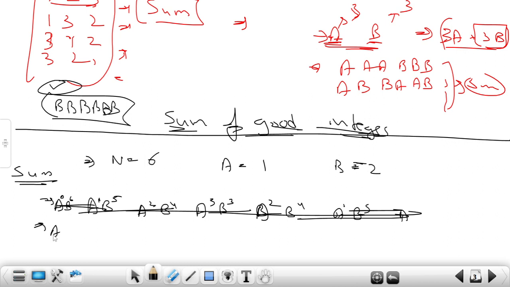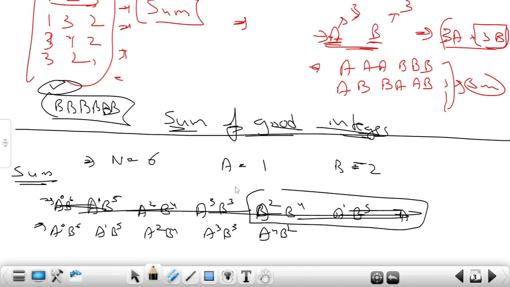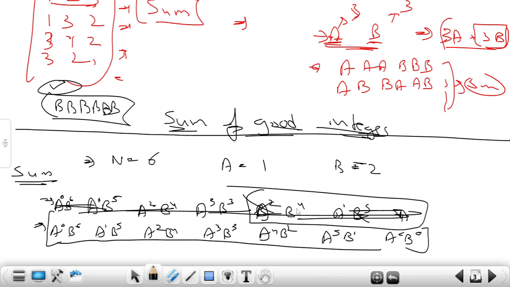It should be like a0 b6, or I can have a1 b5, or I can have a2 b4, or I can have a3 b3, or I can have a4 b2. This is the point from where I was wrong. After a4 b2, I can have a5 b1, and after that I can have a6 b0. So these are the possibilities that we have for forming the number.